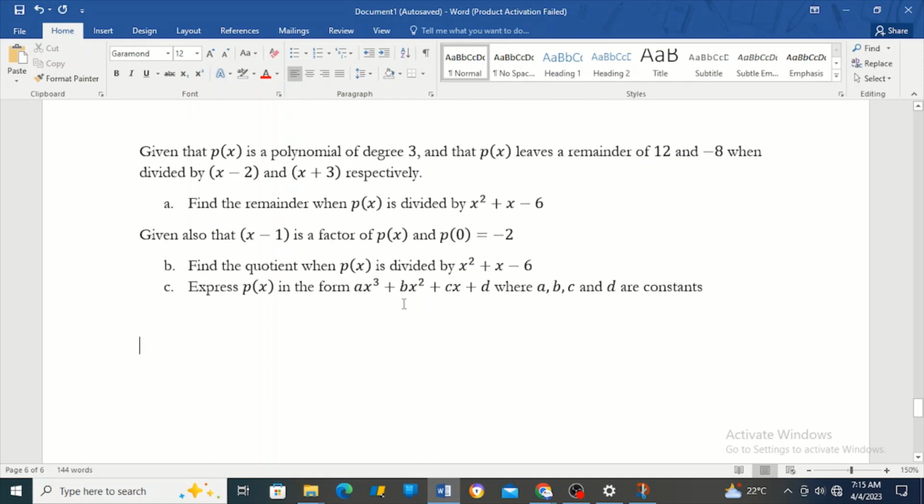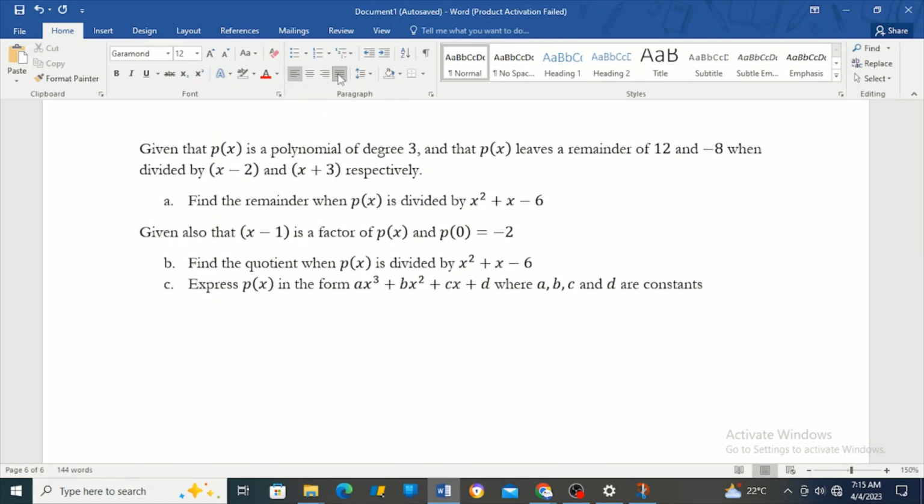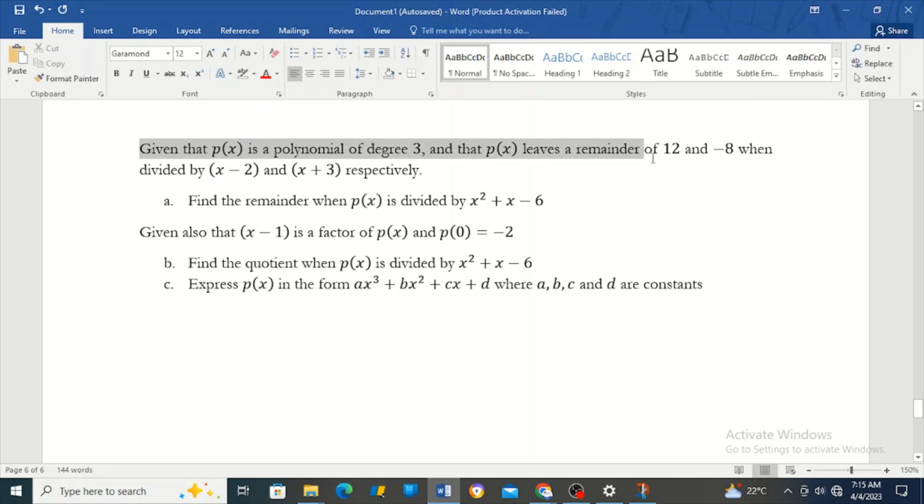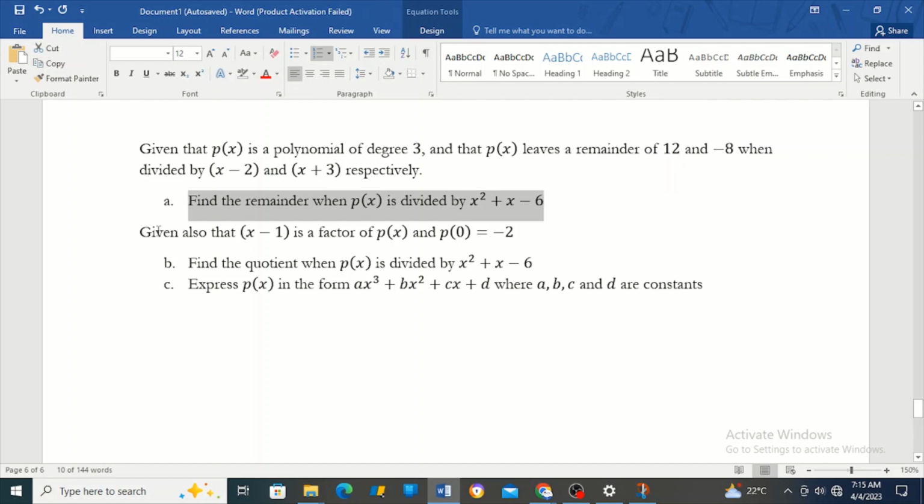So in this video we are going to be looking at this question which came in the Littoral mock of mathematics paper 2 for this year. So the question reads, given that p of x is a polynomial of degree 3 and that p of x leaves a remainder of 12 and negative 8 when divided by x minus 2 and x plus 3 respectively. A. Find the remainder when p of x is divided by x squared plus x minus 6.